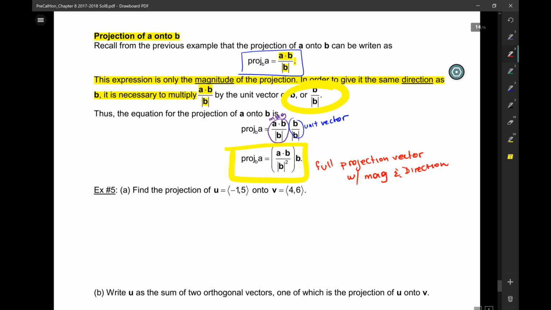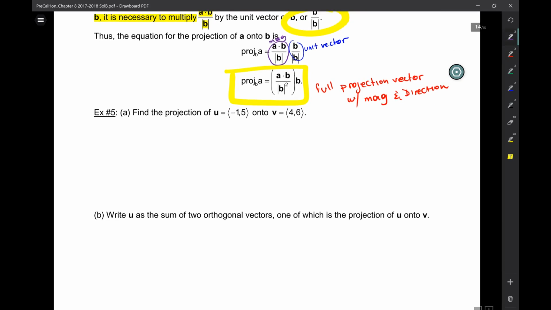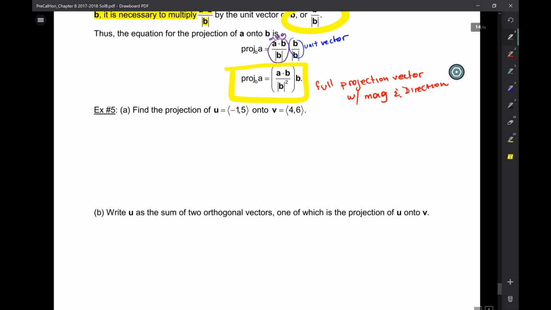Okay? So now, let's find the projection of this onto V. Okay? So is the projection on the top of the page, is that incorrect? No, that was just the magnitude. Now this is the magnitude and the direction. All right, so the projection of U onto V is going to be U dot V over V squared times, not the magnitude, but the vector V.